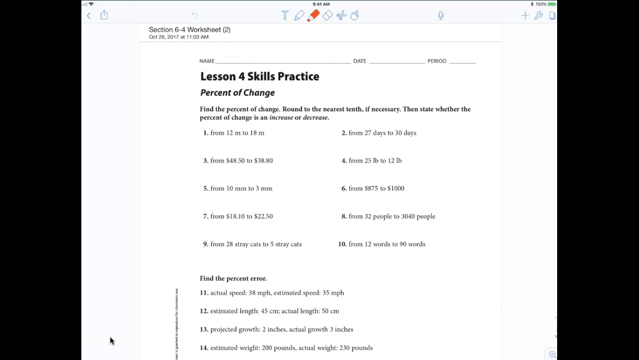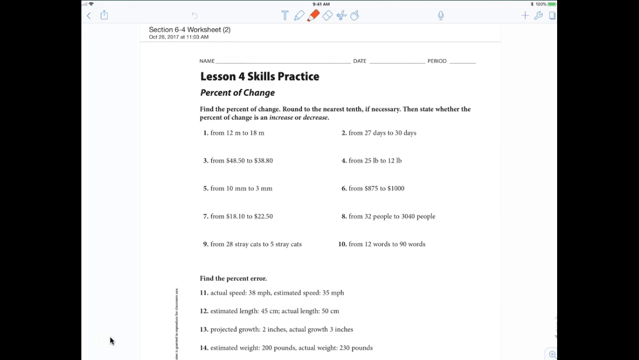So if I started with $100 and I dropped down to $80, anybody tell me what the percent of decrease was? 20%. Exactly. Now, I'm going to explain to you how you got that if you didn't know. If you went from 100 to 80, how much did you drop by? 20. How did you figure that out? Because 100 minus 80 is 20. Now, why was that 20% though? Because it's out of 100.